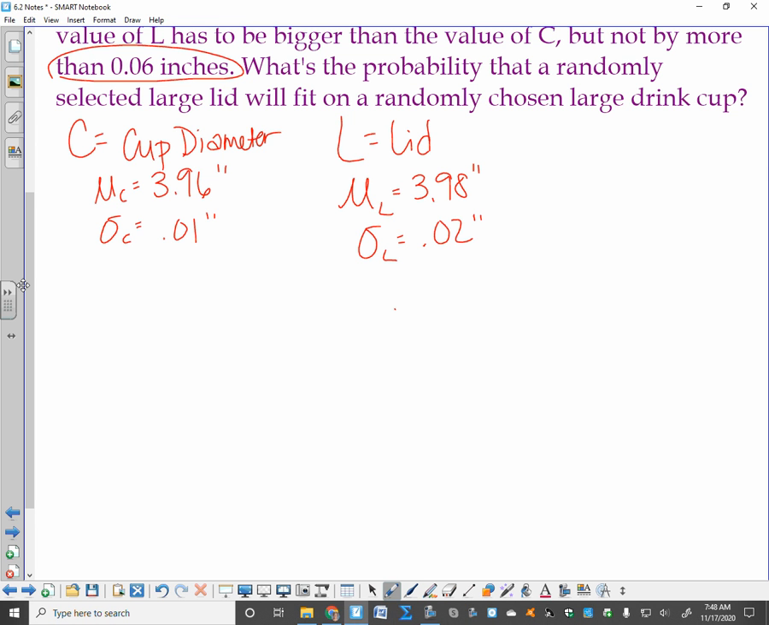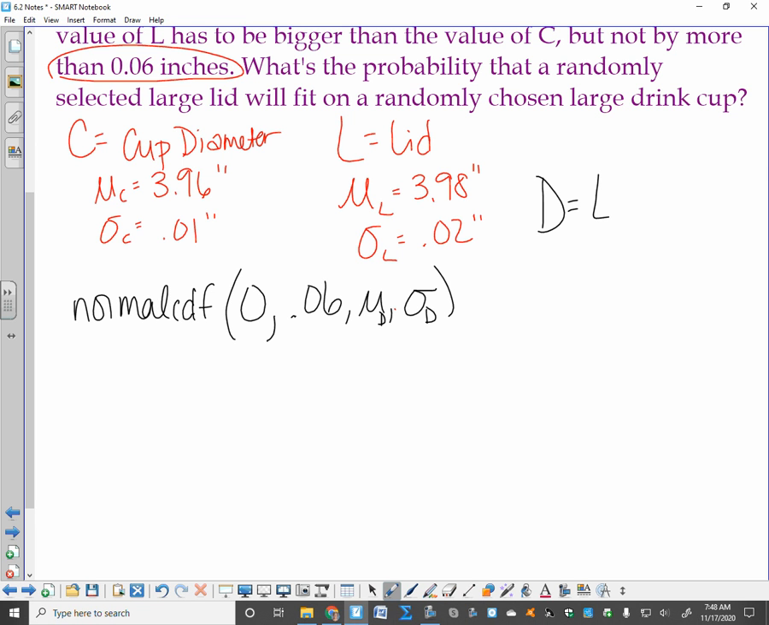So what I think I want to find is I want it to fit perfectly, or it can go to 0.06 of the difference. So it can't go smaller than that, because it can't go negative, because then the lid will be smaller than the cup. So there can be no difference. It can fit perfectly, or it can go up to a 0.06. So I need to find D.